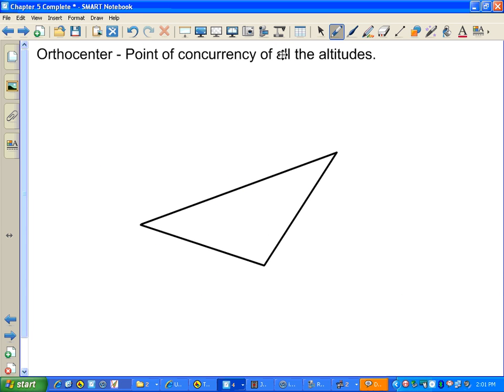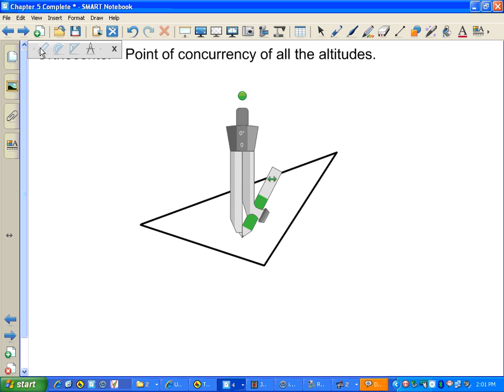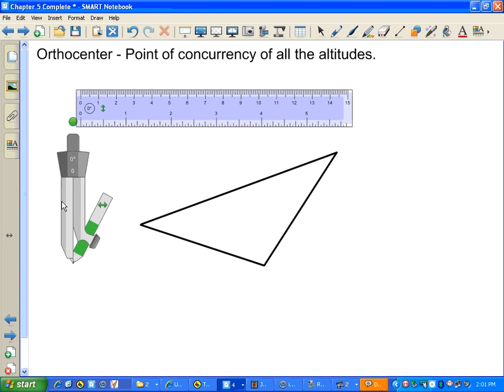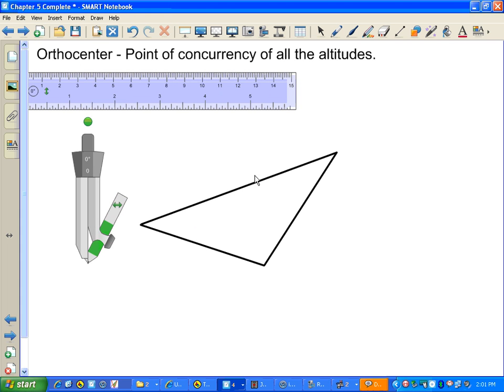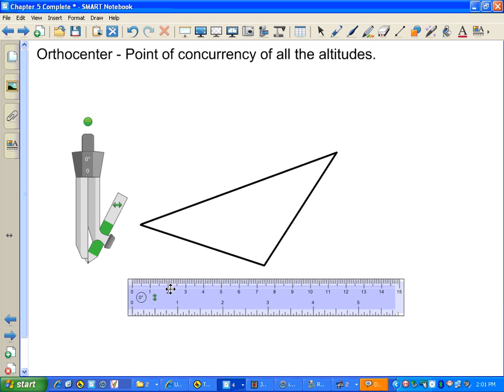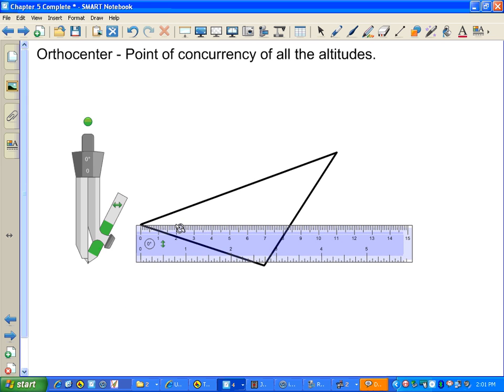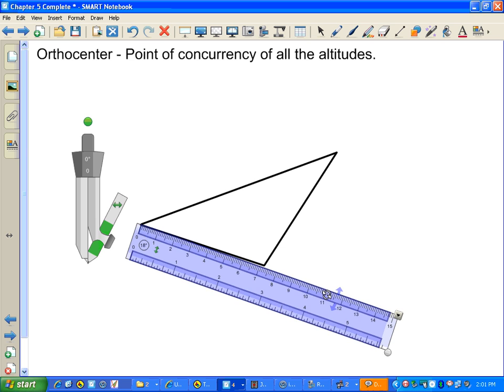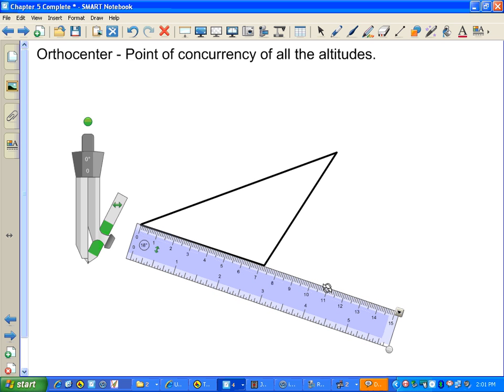The orthocenter is the point of concurrency of all the altitudes. So if I'm going to construct all my altitudes, I'm going to have to extend some of these lines. I can already tell that this one is going to be close, so it's going to be off the line somewhere, so I'm going to extend that.